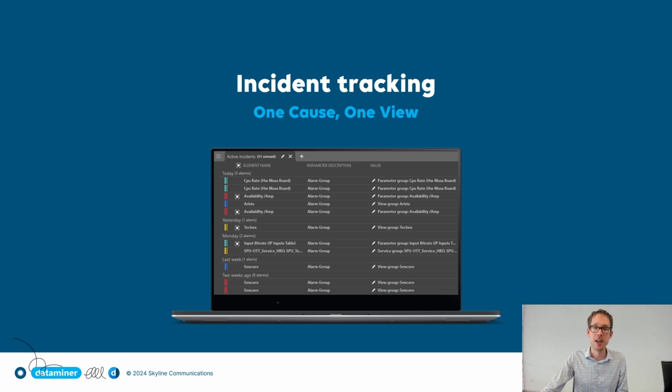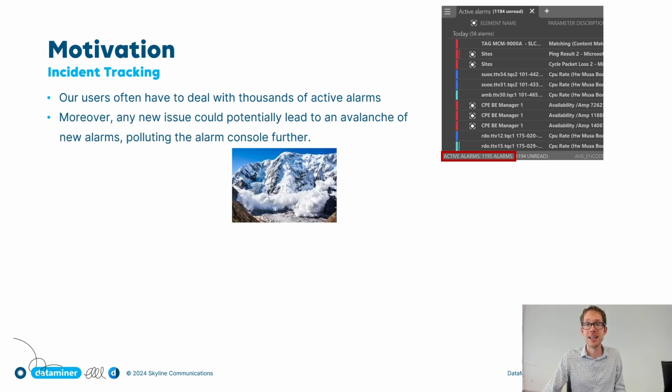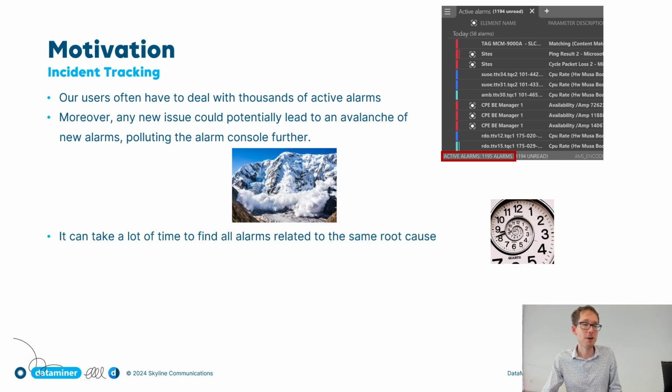What is incident tracking? Well, you as a user know best that you often have a lot of active alarms in your console. In this example, there are 1,195 such alarms, but I've seen systems with a lot more alarms. On top of that, when an incident happens, this can lead to a new avalanche of alarms, polluting the alarm console even further. Because of that, it can take a lot of time for you to try to group alarms that have the same root cause, simply because there are so many alarms.